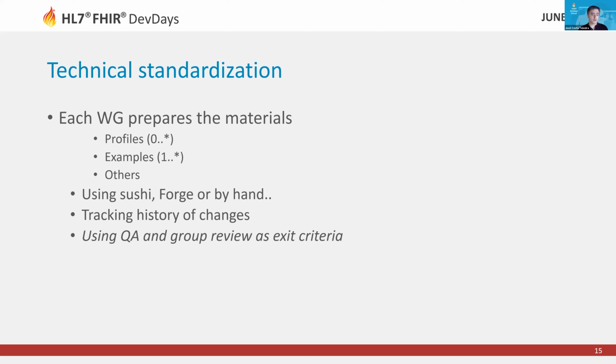As I said, SUSHI or JSON by hand, you can do this. We also track history of changes. That's a nice feature that I'm not going to demonstrate today, but there's a feature in the implementation guide that allows you to track the history of changes, so that you can see what has changed since I last looked at this implementation guide. And we want to use QA, so quality assurance. We want to have group review and a bit of the feedback that I'm going to show as exit criteria.